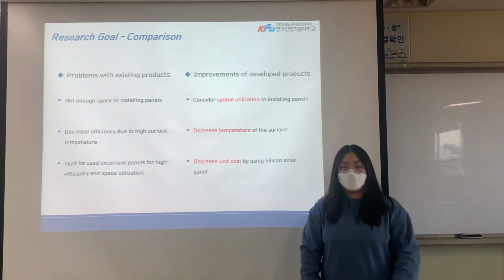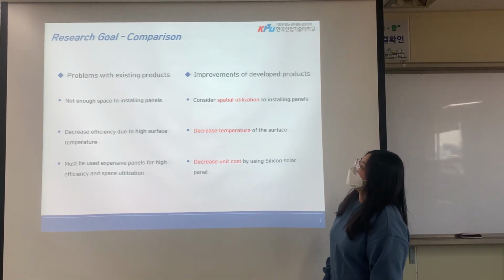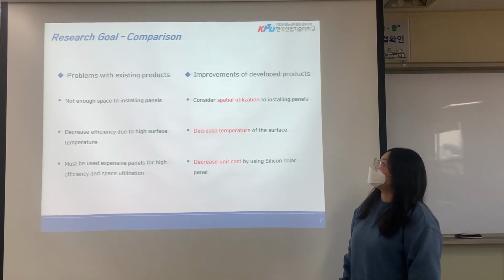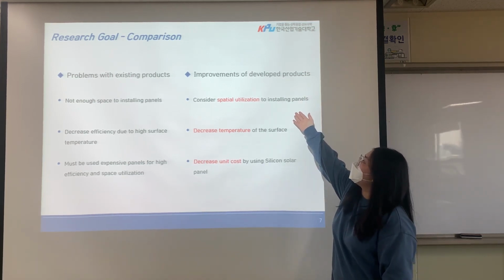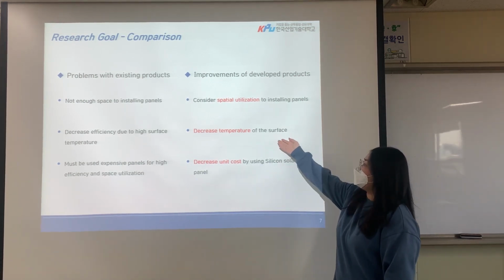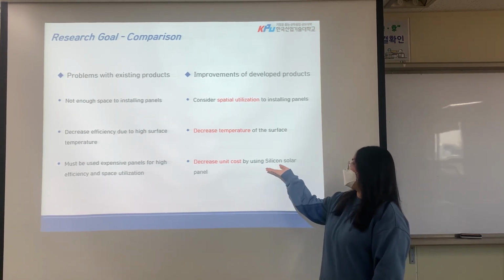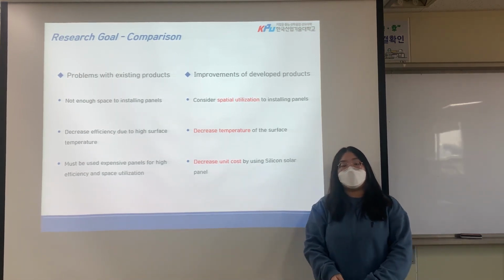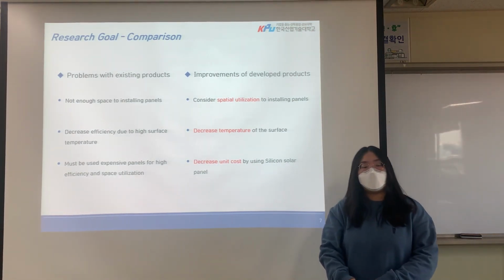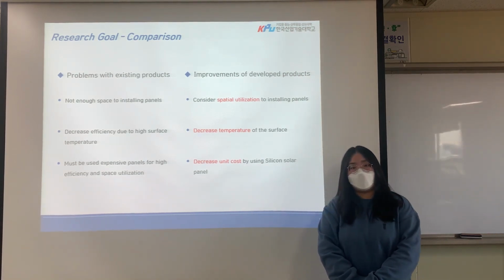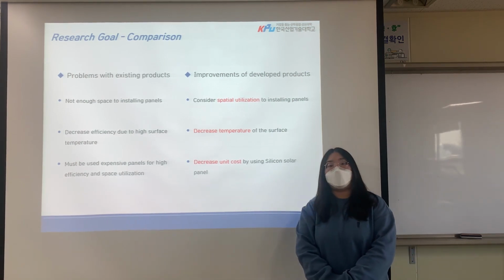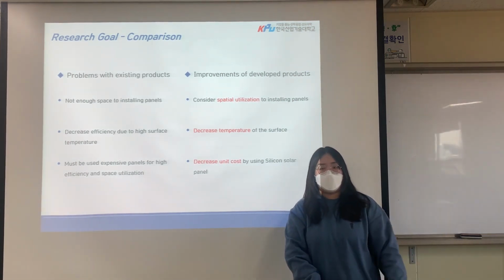I'd like to move on to the next topic, our approximate design objectives to solve these problems. First, we will design the generator considering spatial utilization. Secondly, we will try to lower the temperature of the solar panels. Finally, we will use silicon panels. Existing solar panels have used expensive monocrystalline panels to increase efficiency and space utilization. It leads to high generator prices. However, if we use silicon panels, we can reduce cost while increasing efficiency.